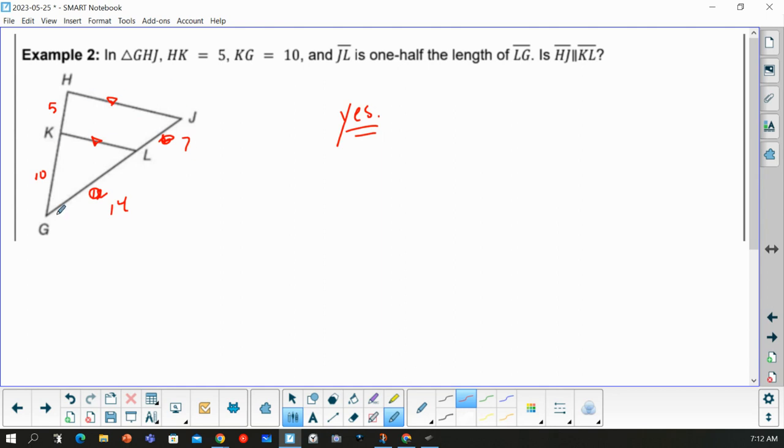Okay, you won't have as many like this. Most of the ones that I'm going to have you do are going to be where you know that they're parallel, and you need to find a missing part.